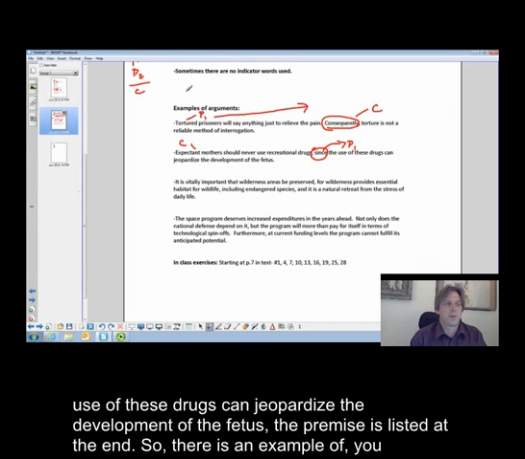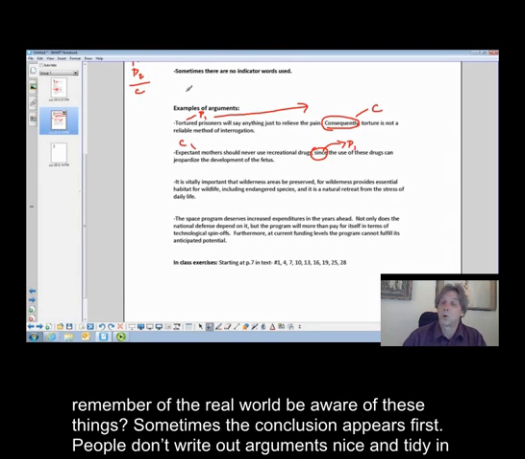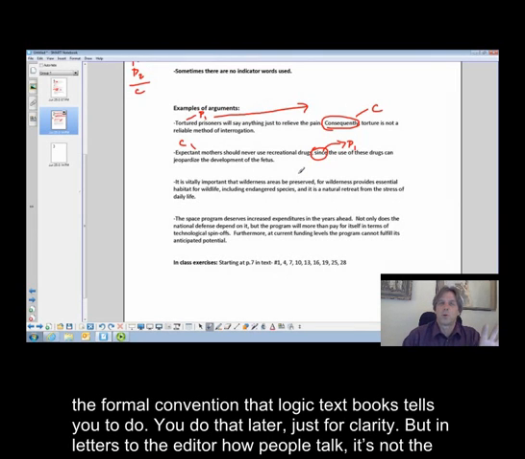So there's an example of, you remember those tips about the real world, be aware of these things? Sometimes the conclusion appears first, okay? People don't write out arguments nice and tidy in the formal convention that a logic textbook tells you to do. You do that later just for clarity. But in letters to the editor, how people talk, it's not the way the real world is.